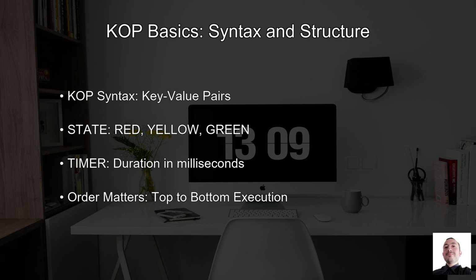Remember, the order of keys matters. KOP reads from top to bottom, executing each key value pair sequentially. Misplacing a key can lead to incorrect behavior or even system failure. To avoid this, always follow a consistent structure. Start with state definitions, followed by timers, and end with conditional checks. This organized approach ensures your traffic light system operates smoothly and reliably.